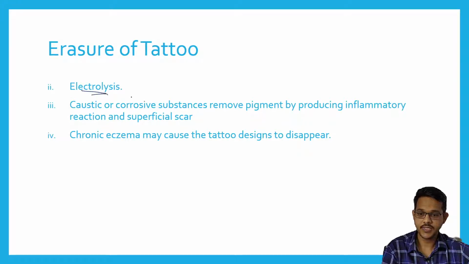Next is electrolysis or using caustic or corrosive substances to remove pigment by producing inflammatory reaction and superficial scar formation. Chronic eczema may also cause tattoo designs to disappear.